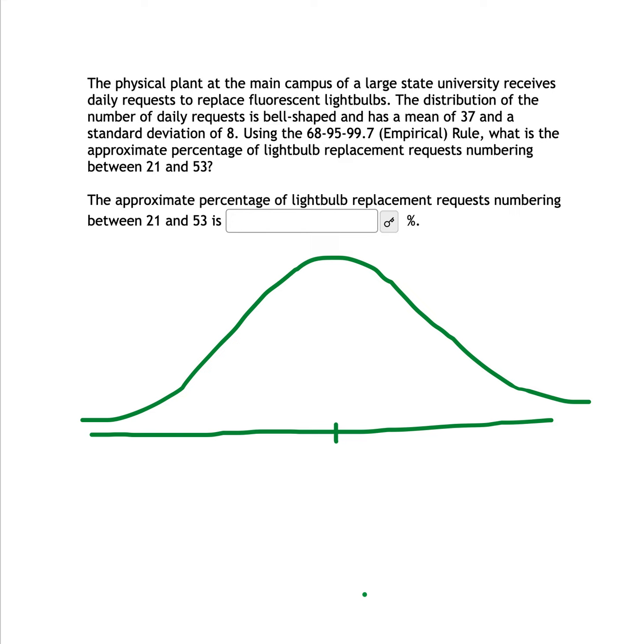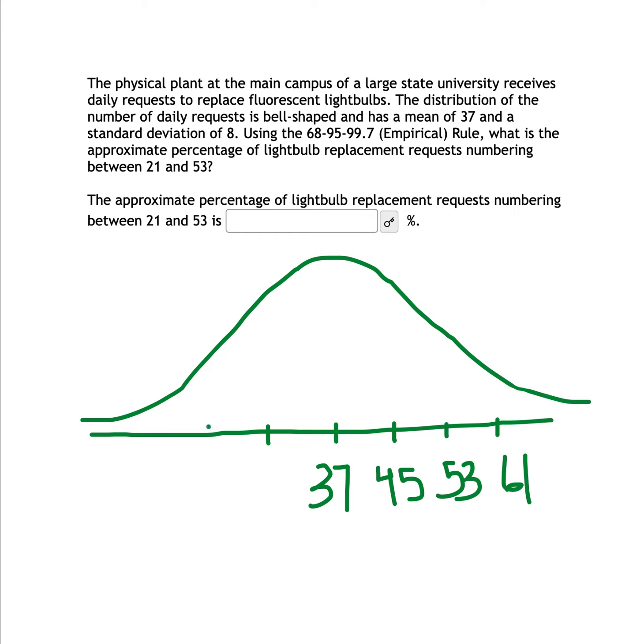Now it says the mean is 37. And it says the standard deviation is 8. So as I come out each standard deviation to the right, I'm going to add 8. So to the first standard deviation out, I'm going to add 8, and that's going to give me 45. When I come out another standard deviation, I add 8 again. That gives me 53. And when I come out another standard deviation, that gives me 61.